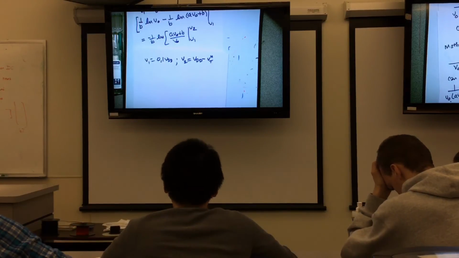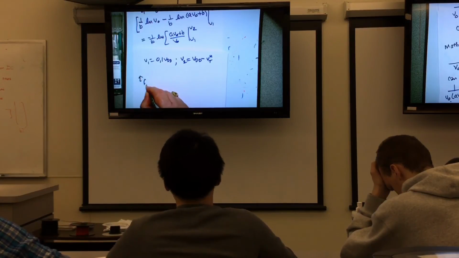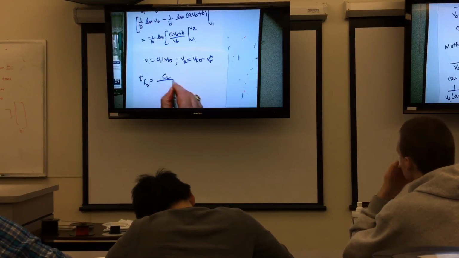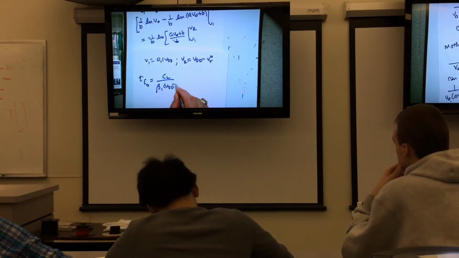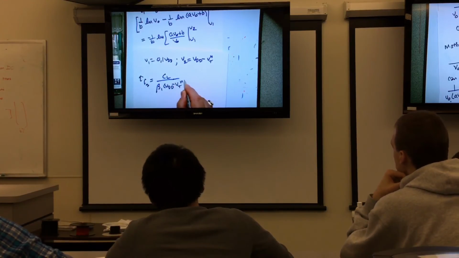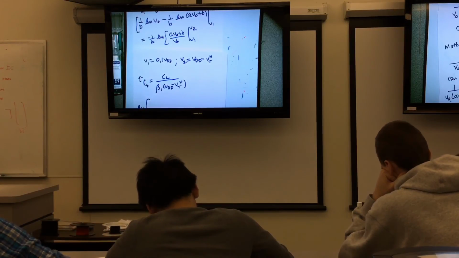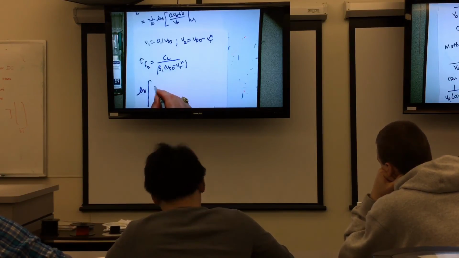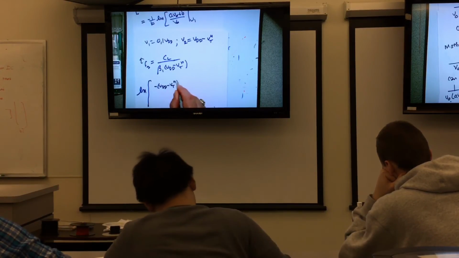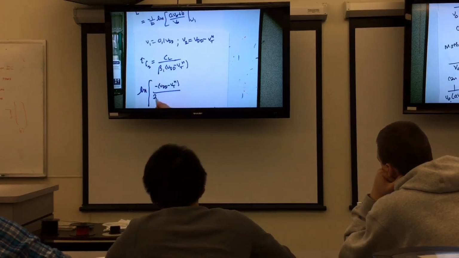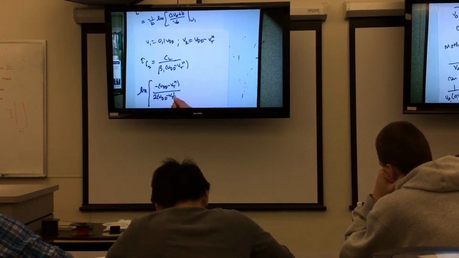Put all that together, we get tau F2 equals C sub L divided by beta N times VDD minus V threshold N times a natural log of this huge bunch of stuff. I'll show nothing minus VDD minus V threshold N divided by 2 VDD minus V threshold N, squared.